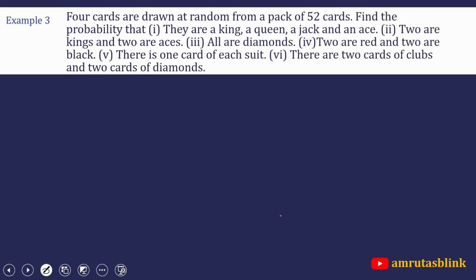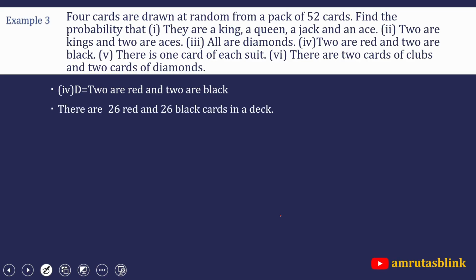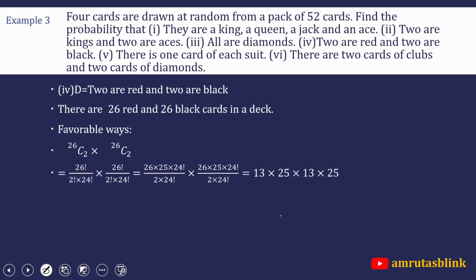Let's move to the fourth case, that is there are 2 red and 2 black. So let's say this is an event D where 2 cards are red and 2 cards are black. Now in a pack of 52 cards there are 26 red cards, that is diamond and heart, and 26 black cards in a deck. So favorable ways are 26C2 into 26C2, that is 26 factorial upon 2 factorial into 24 factorial into 26 factorial upon 2 factorial into 24 factorial. So we'll further simplify this.